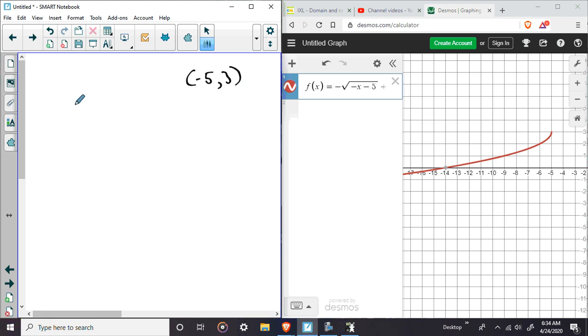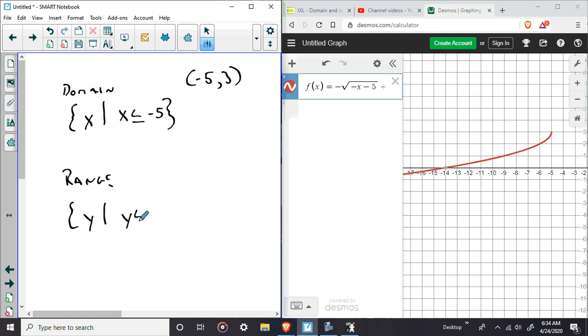So again, what's going to happen though for your domain and your range, x and y. Okay, so start with that. And we'll say, hey, all the x values have to be less than -5, right? So x has to be less than or equal to -5, okay? And the y values have to also be less than or equal to 3. Okay? So again, just watch which way the graph is facing.